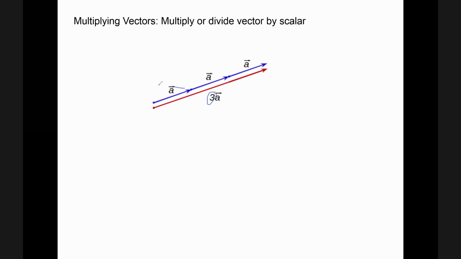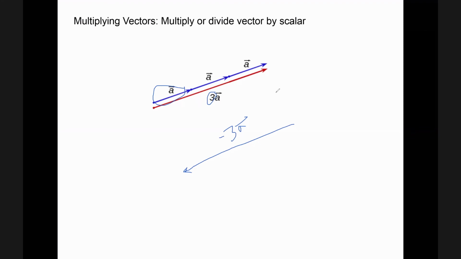This is A. If I multiply by 3, I did not change its direction. What happens if you multiply it by minus 3A? You get minus 3A, it becomes this, and so on. What happens if I multiply it by half? It becomes half, but the same direction.